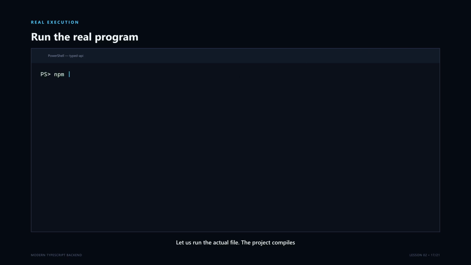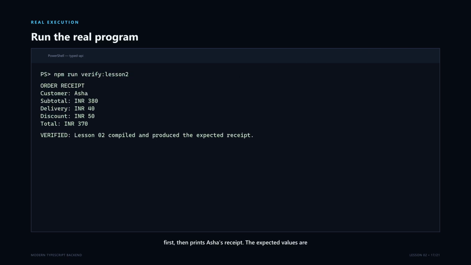Let us run the actual file. The project compiles first, then prints Asha's receipt. The expected values are checked automatically. This confirms that the code on screen really produces the result we promised at the beginning.